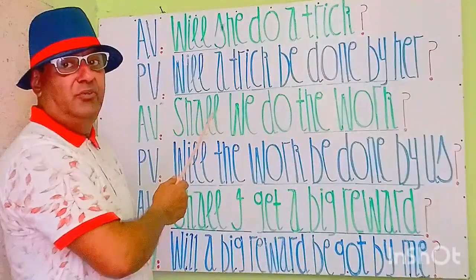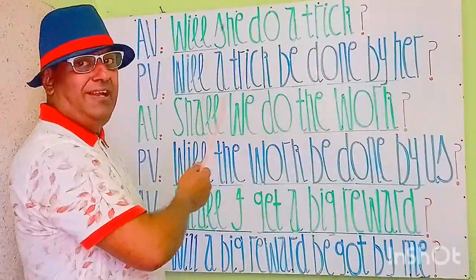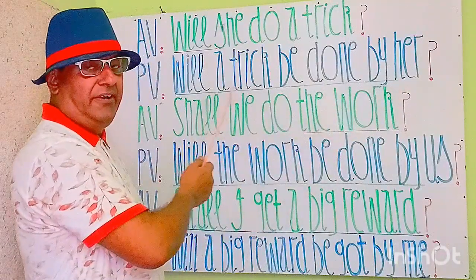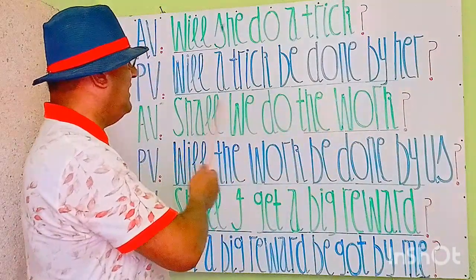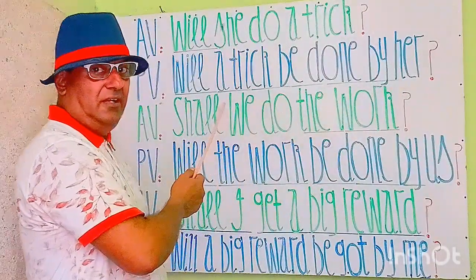Let's read it out. आइए जुमले को दोबारा से पढ़ते हैं. Will a trick be done by her? क्या एक चाल उससे चली जाएगी? Will a trick be done by her? क्या एक चाल उससे चली जाएगी?